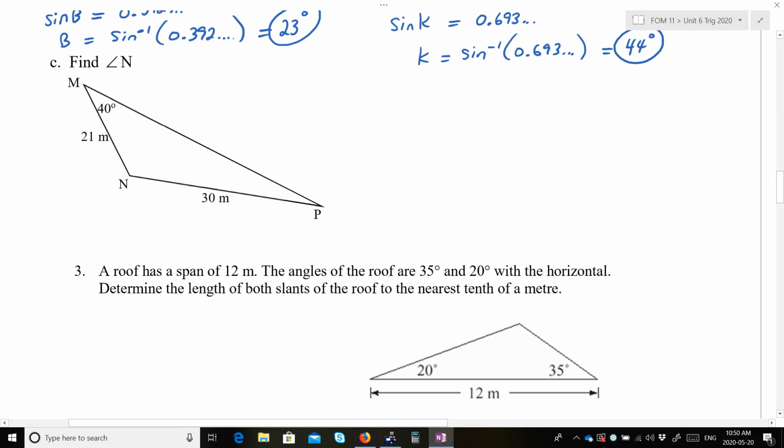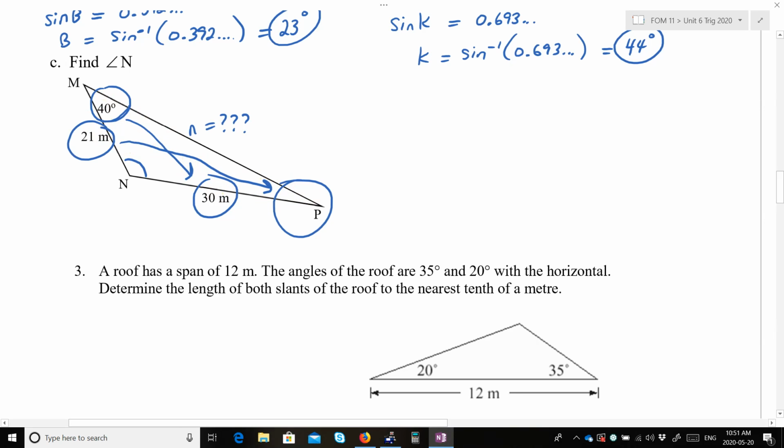Alright, letter C, find angle N. So they want us to figure out this angle. But we don't have its opposite side either. Okay, so here's what we're going to have to do, guys. We do have an angle-side relationship, and then we have this side, which using the sine law would enable us to get that angle.